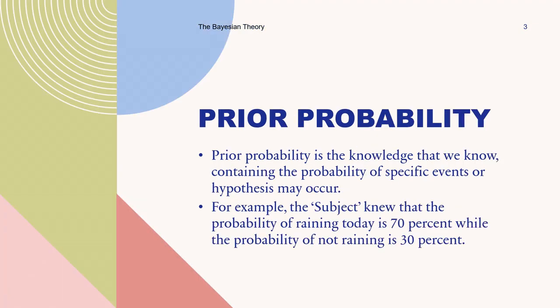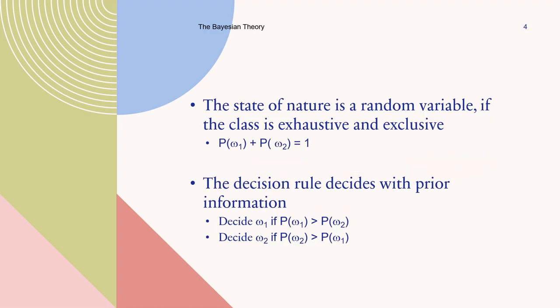Prior probability is the knowledge that we know containing the probability of specific events or hypotheses that may occur. For example, the subject knew that the probability of raining today is 70%, while the probability of not raining is 30%. The state of nature is a random variable if it is exhaustive and exclusive. For example, the probability of first event added with the probability of second event must be 1.